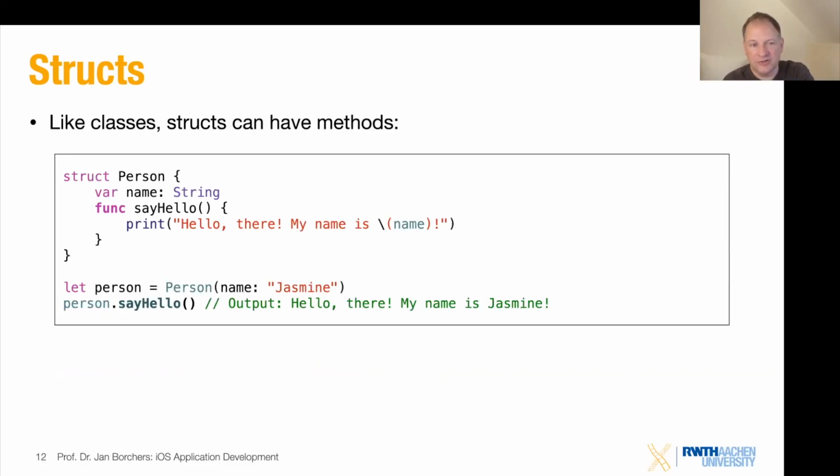So structs can have methods, right? So here's an example. If we add to the Person struct this function, sayHello, then it can just refer to the member variable name directly, as you would expect from Java, for example. So nothing too exciting here. Person.sayHello then calls this, and it outputs it.